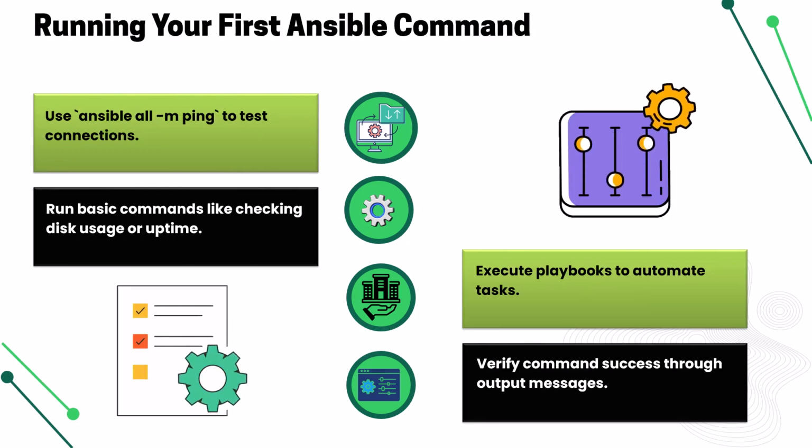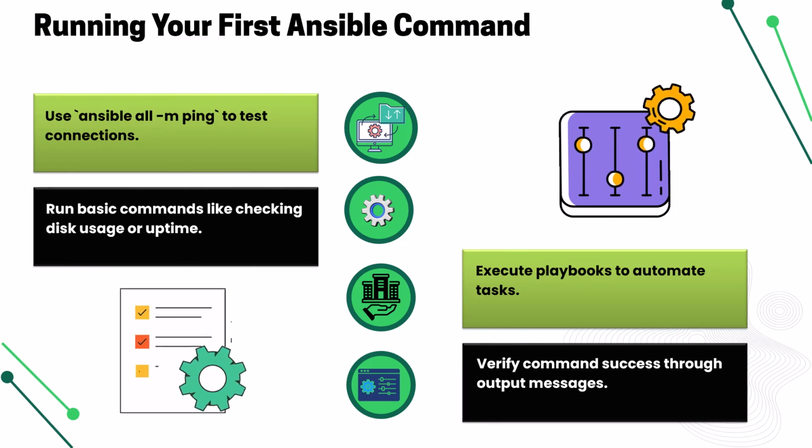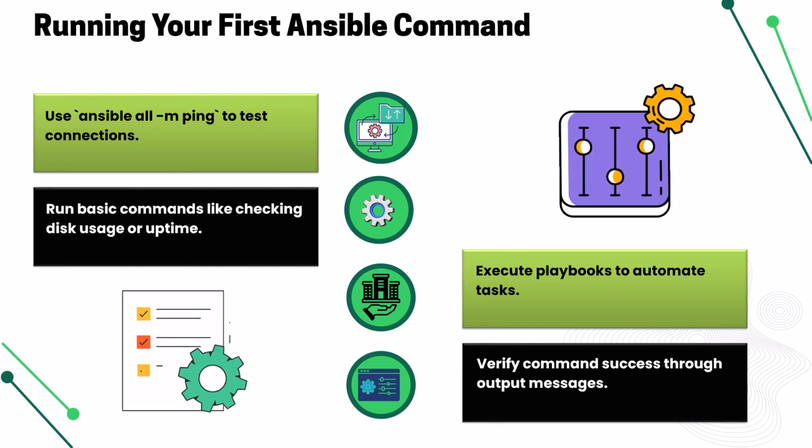This is where the magic happens, running your first Ansible command. A ping test tells us if everything is wired up correctly. Then we try out simple tasks like checking uptime or disk usage. Nothing too fancy, but enough to see results. Finally, playbooks come into play for automation, making life easier. And remember, checking output messages saves us from unnecessary panic.